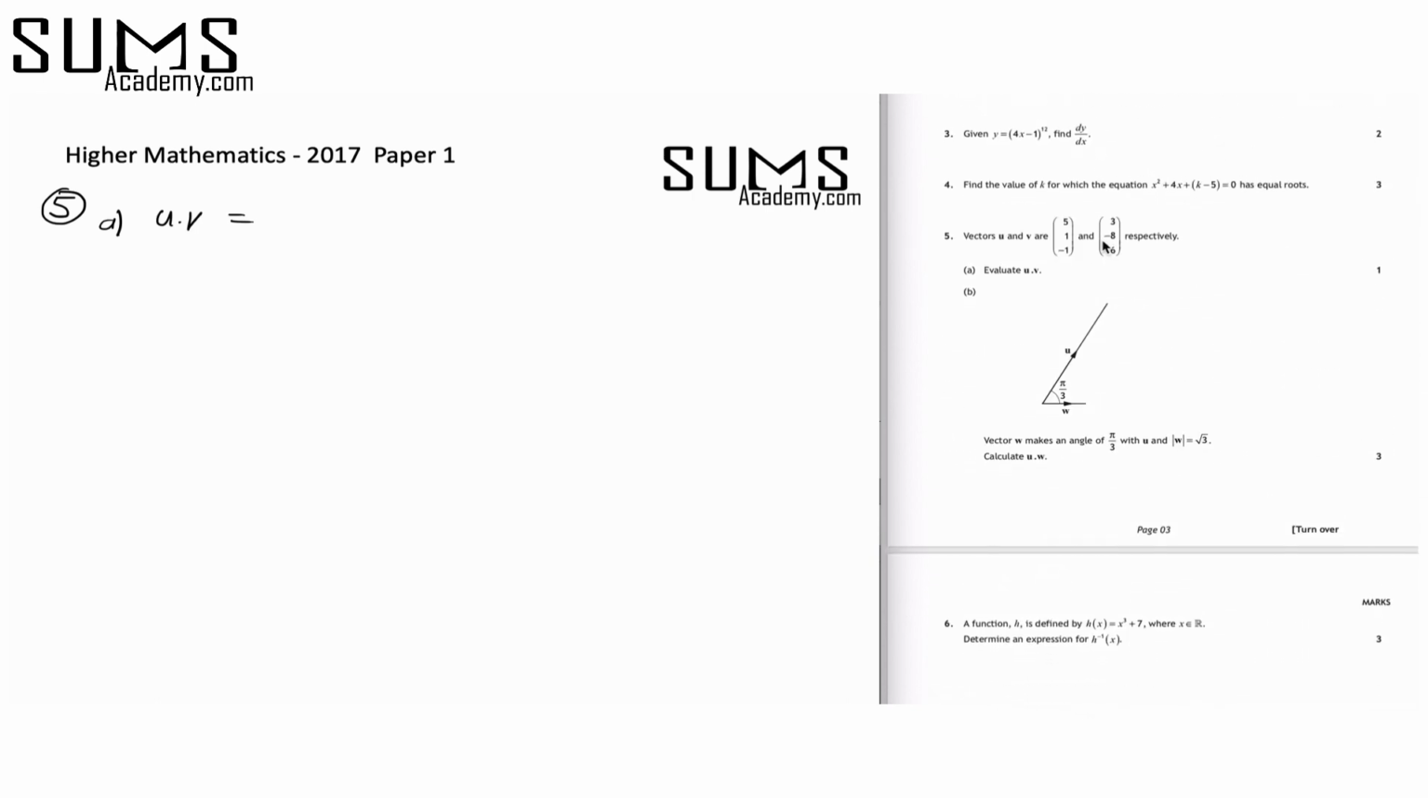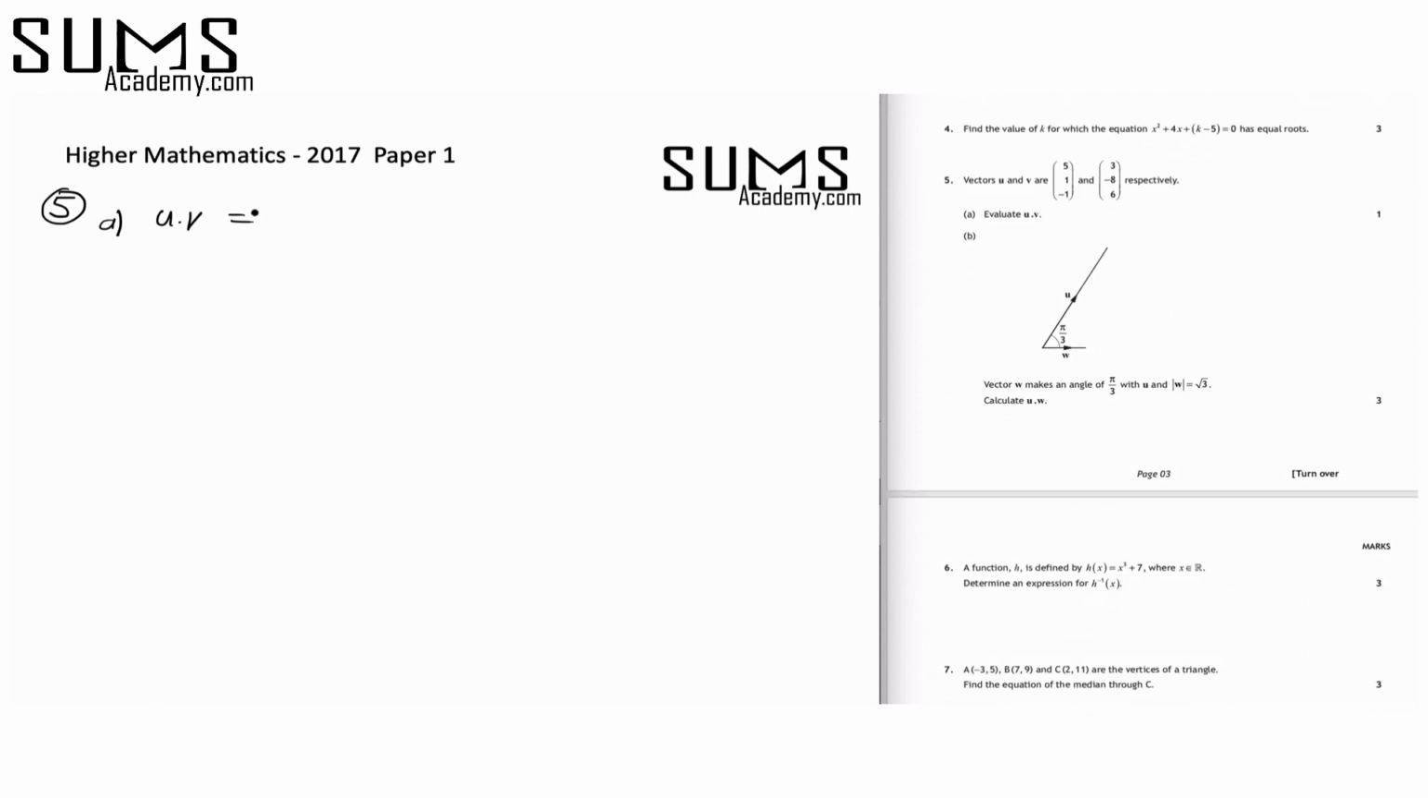So for us, this is going to look like 5 times 3 plus 1 times minus 8 plus minus 1 times 6, which is going to be the same as 15 minus 8 minus 6, which is 1. Okay, and you get your 1 mark there for just getting the correct answer for this. Okay, now on to part B.